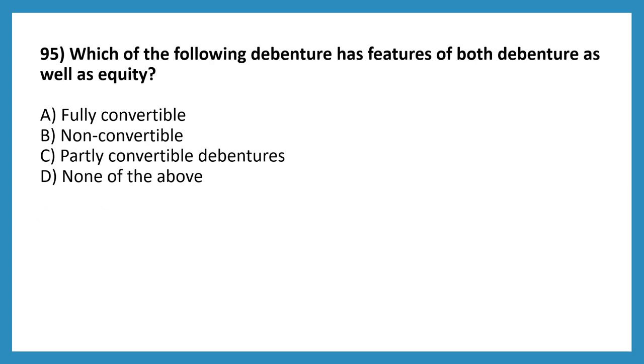Next question. Which of the following debenture has features of both debenture as well as equity? Option A, fully convertible. Option B, non-convertible. Option C, partly convertible debentures. Option D, none of the above. The correct answer is option C, partly convertible debentures.